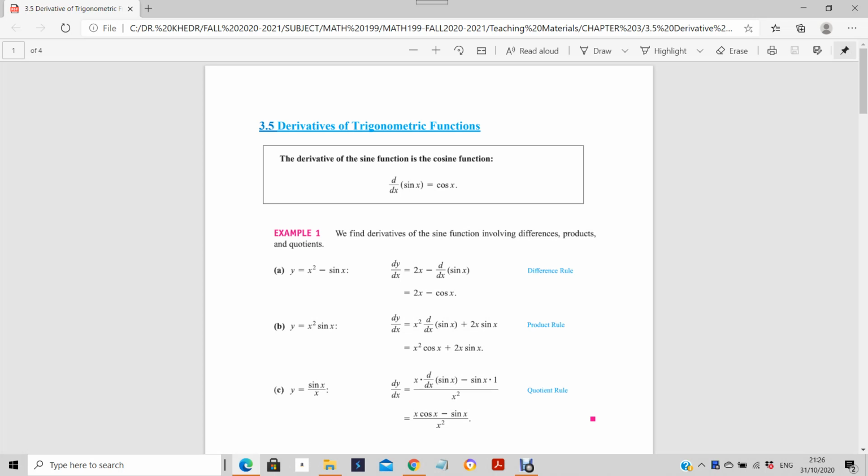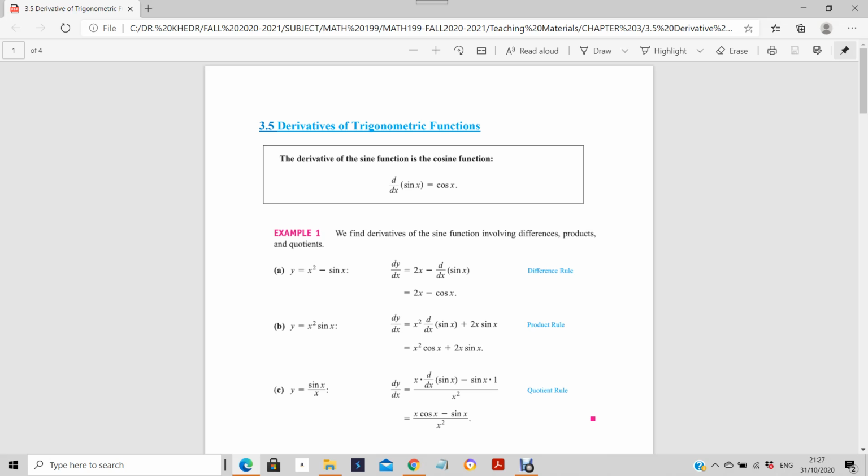Today we will study section 3.5, Derivatives of Trigonometric Functions. So we will start with the sine function. The derivative of the sine function is the cosine function. So d by dx of sine x equals cosine x. It's a very simple rule, and let's see how we use this rule to solve some questions.